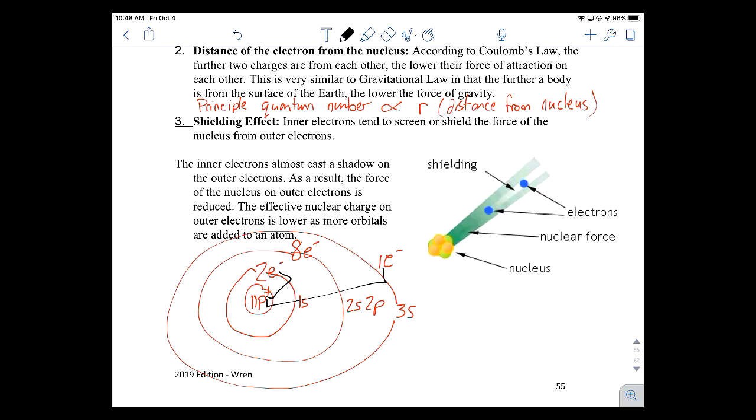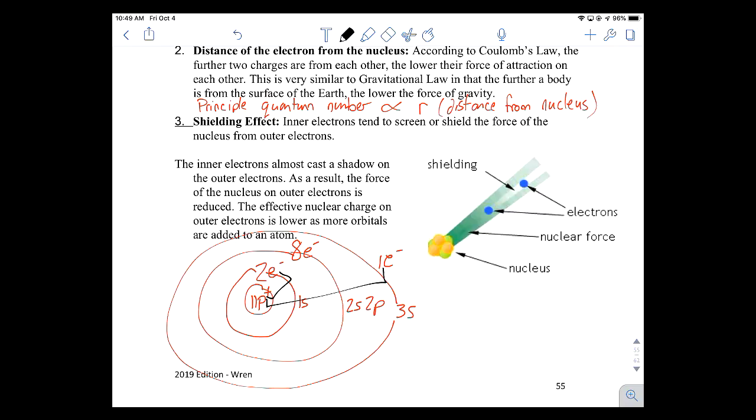If I put 50 protons here? Oh, then I have to keep building shells. It's based on the quantum numbers and what's allowed. So shell 3 allows for s, p, and d, so we could have up to 18 electrons in shell 3. Shell 4, s, p, d, and f. So we can get a whole bunch more.